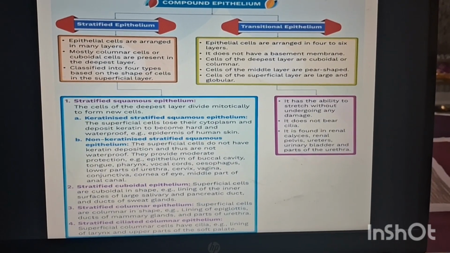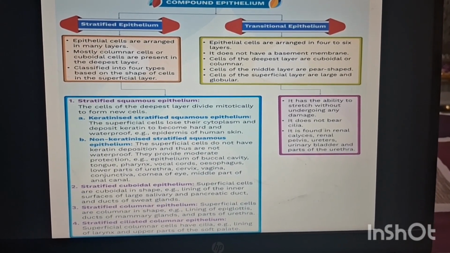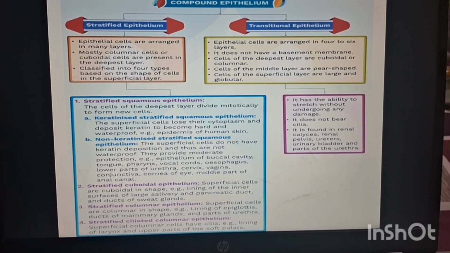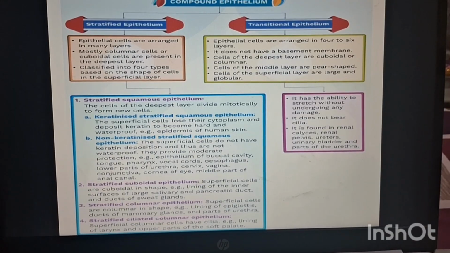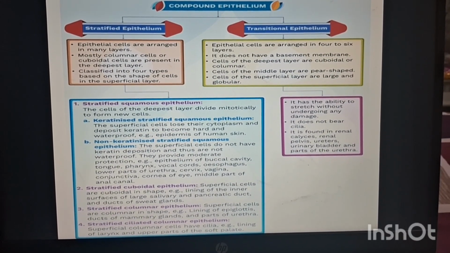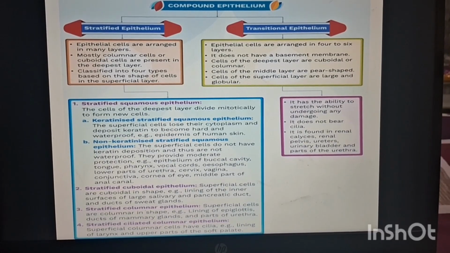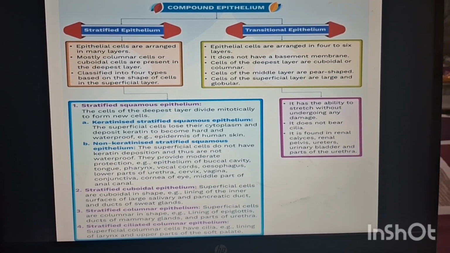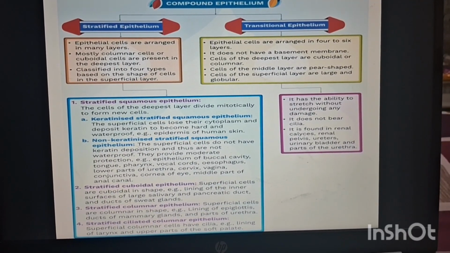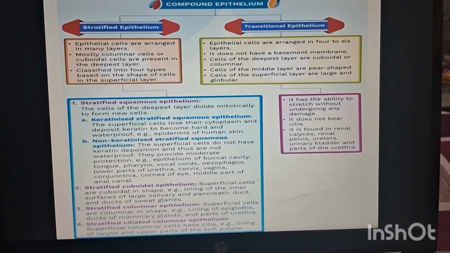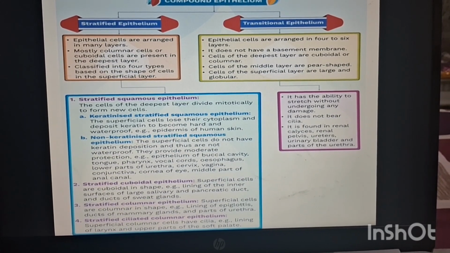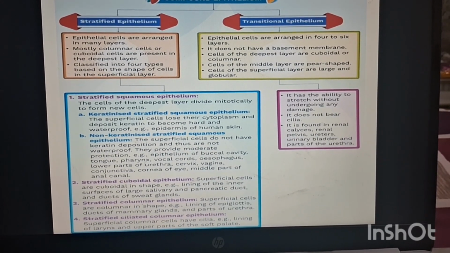Next, compound epithelium tissue. These are of two types, stratified epithelium and transitional epithelium. At first, we will learn about the stratified epithelium tissue. Their epithelial cells are arranged in many layers, mostly columnar or cuboidal cells are present in the deepest layer, and they are classified into four types based on the shape of the cells in the superficial layer. The four types are: first is stratified squamous epithelium.